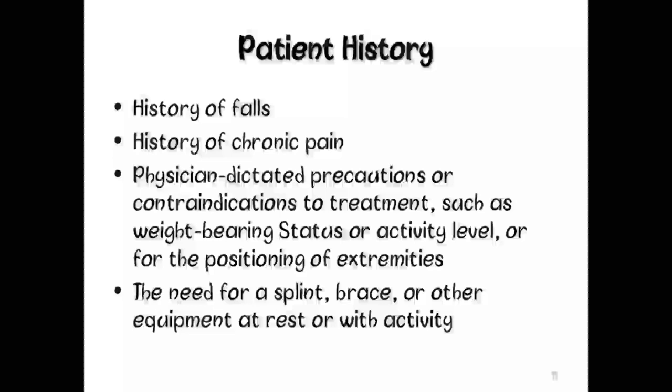Now the physician dictated precautions and the contraindications to treatment. So you know that it's very important for us that the physician dictated precautions and contraindications are adhered to so that we can avoid any complication or the worsening of the condition. And this can also guide us in the rehabilitation process and ensure patient safety. The need for a splint and brace, and as you know that splints, braces, all of these provide support, stability and pain relief. That's why determining the need of them is essential for protection and aid in recovery.